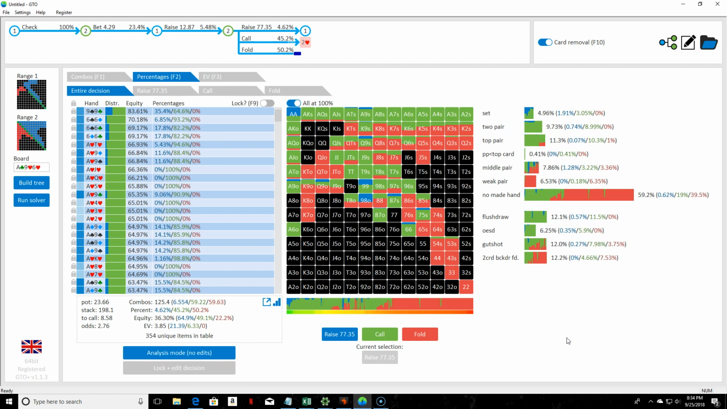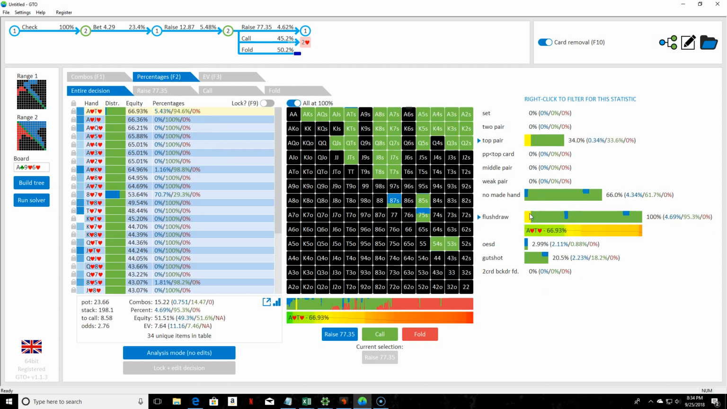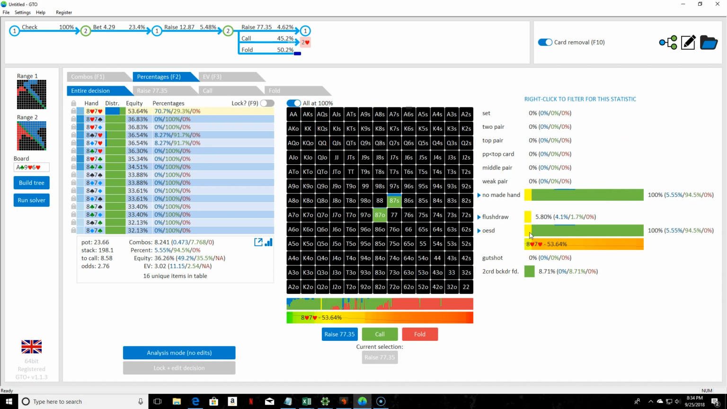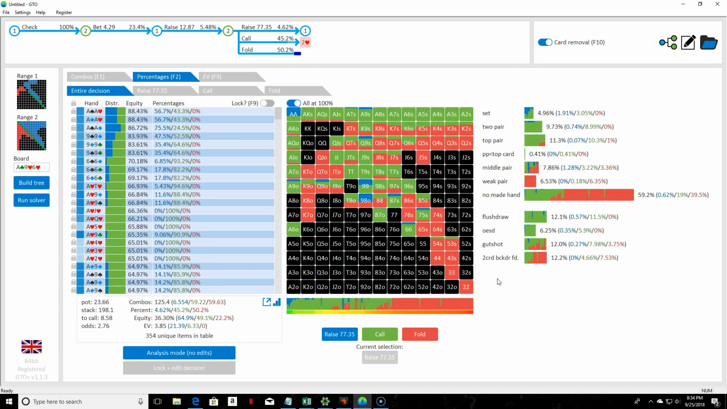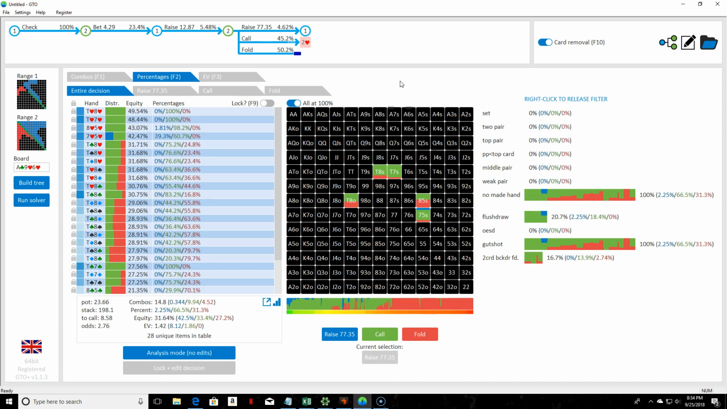Other than that, obviously there's a lot of non-made hands we'd be folding. Looks like all of our flush draws we're going to call. So we're not going to fold any of our flush draws here to this raise. And OESDs, same thing. It's only the 8-7, of course. We don't have many of them. Gut shots, the 10-8, which makes sense.